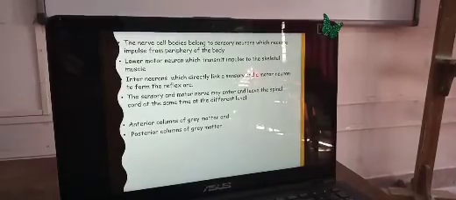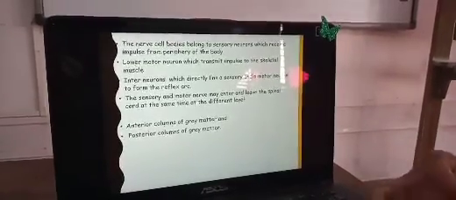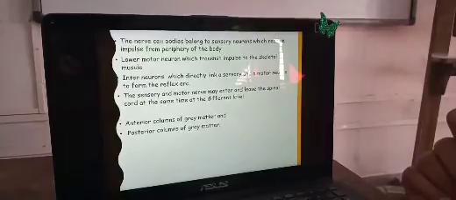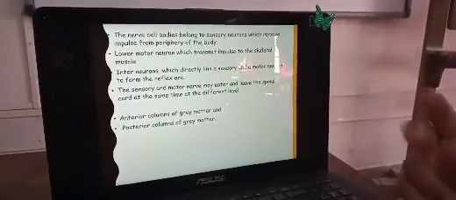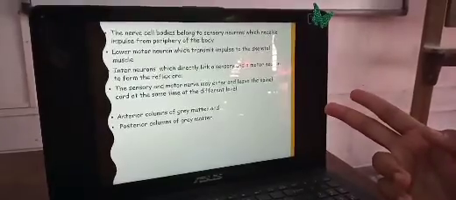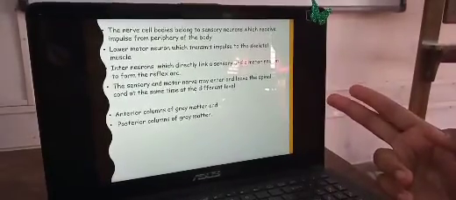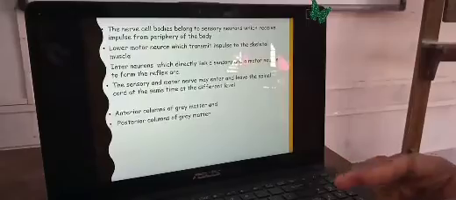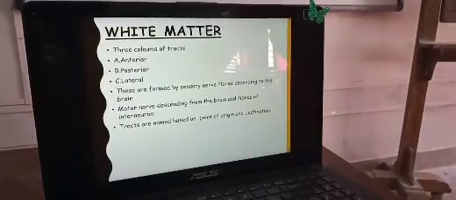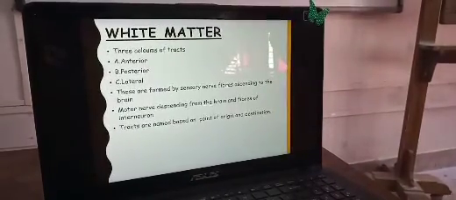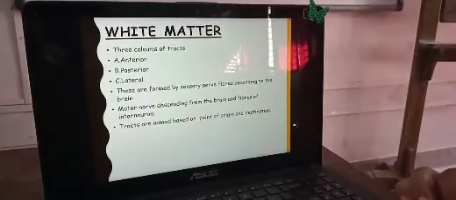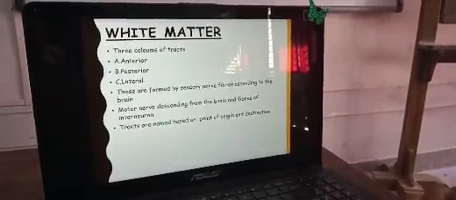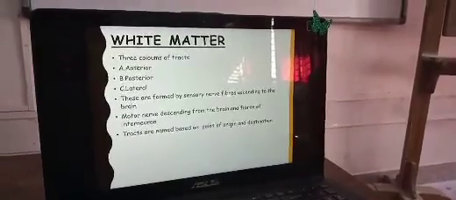So please follow carefully. The sensory and the motor nerves may enter and leave the spinal cord at the same time at different levels. There are two columns of grey matter that are seen. One is the anterior column of grey matter and the next one is the posterior column of the grey matter. We will go into it a little later. Now we will go into the white matter. There are three columns of white matter seen, which are anterior, posterior and lateral.